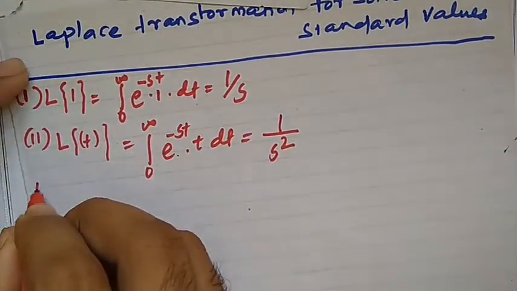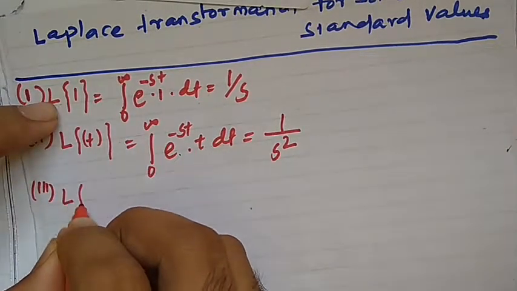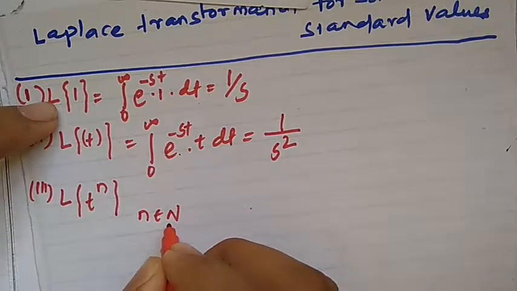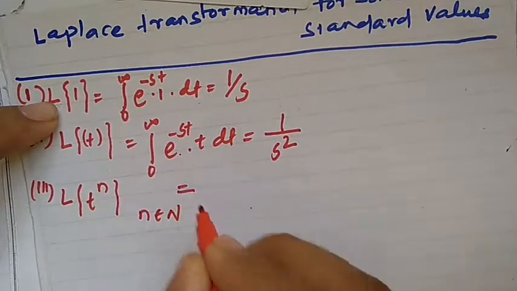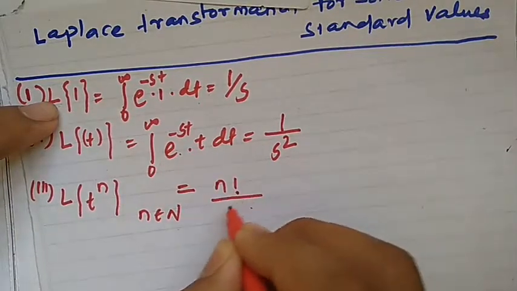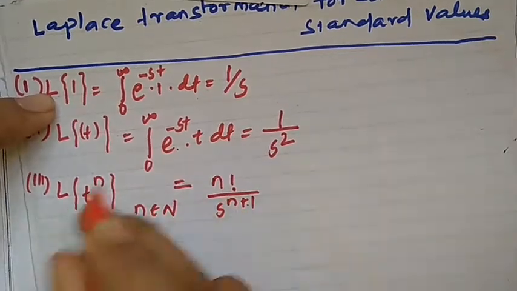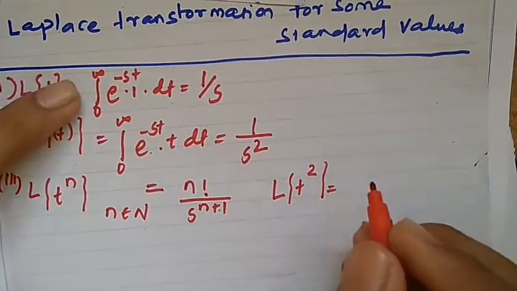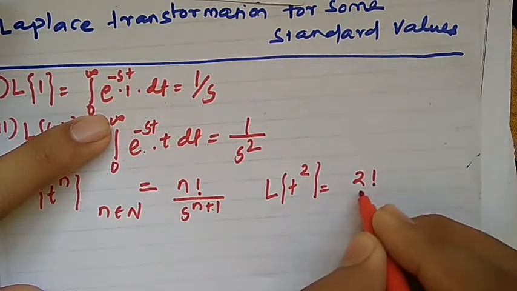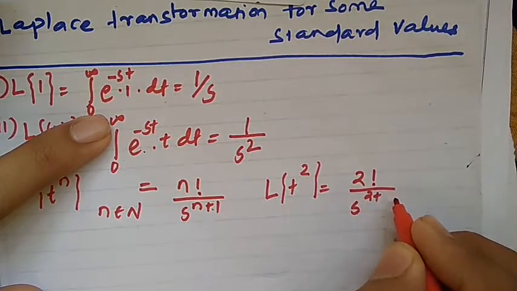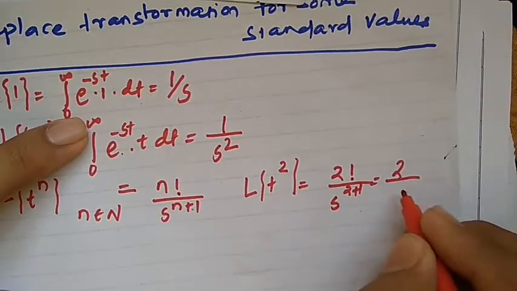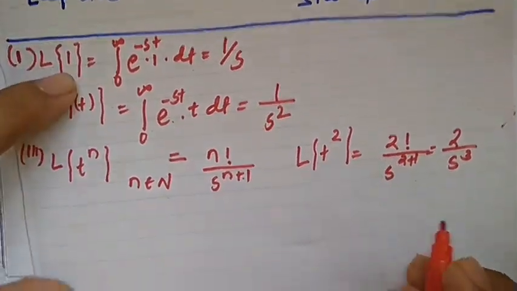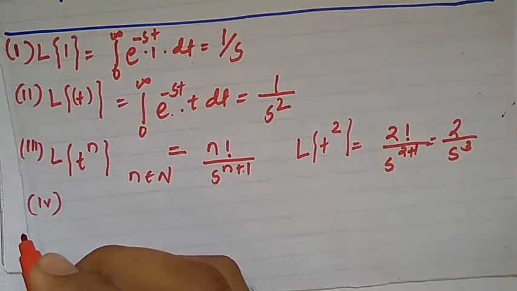Okay, third, Laplace transform of t to the power n, where n belongs to natural numbers. This is equal to n factorial by s to the power n plus 1. It means the Laplace transform of t square, t cube, anything, so for t square it is 2 factorial by s to the power 2 plus 1, which is 2 by s cube. L of t square is equal to 2 by s cube. This is my formula.